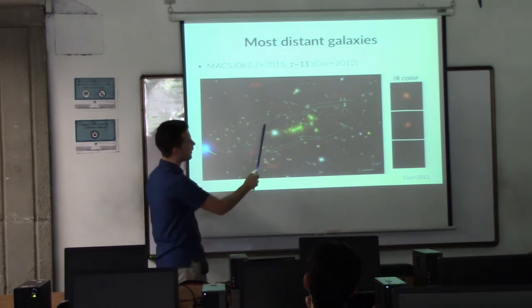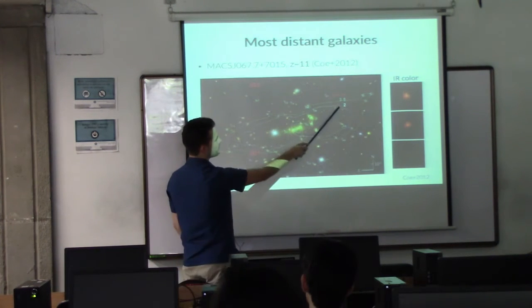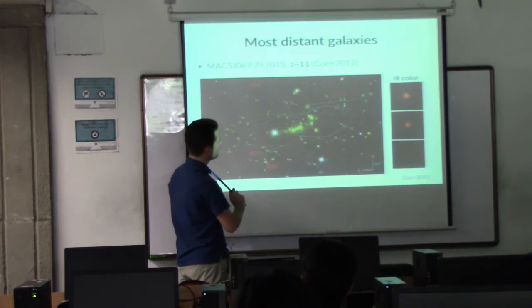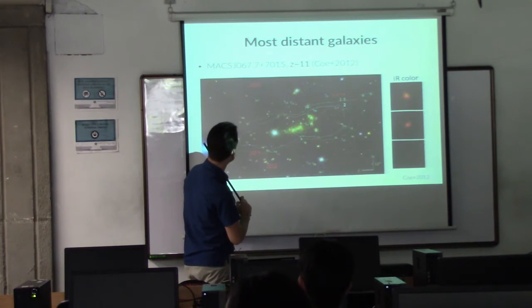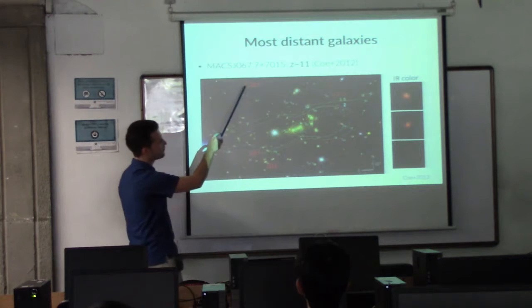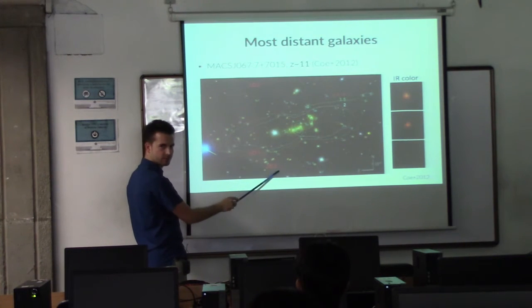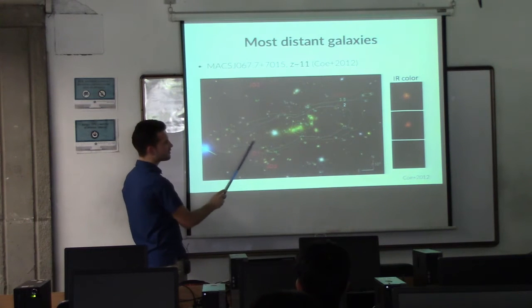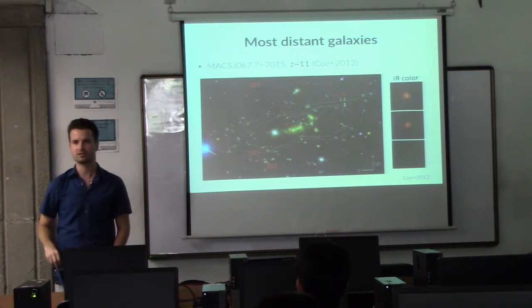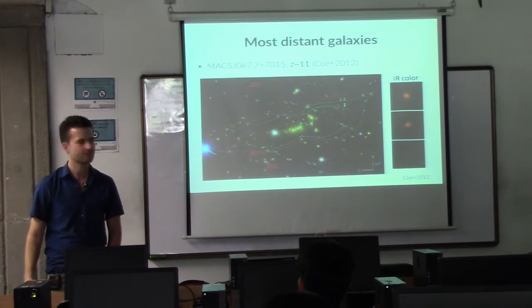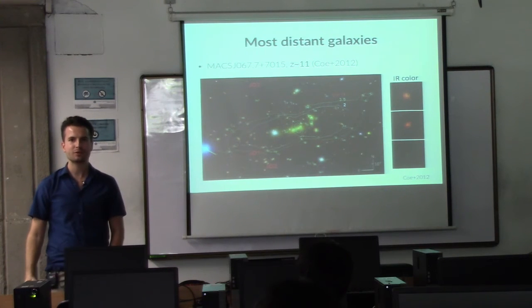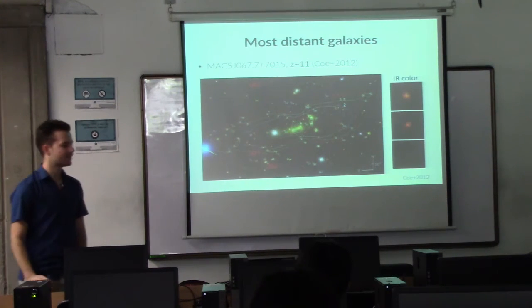What you see here are the critical curves for different redshifts. And then what they found is that there are 3 images of a single galaxy that appears to be at redshift 11. Is this the most distant galaxy we know about? No.